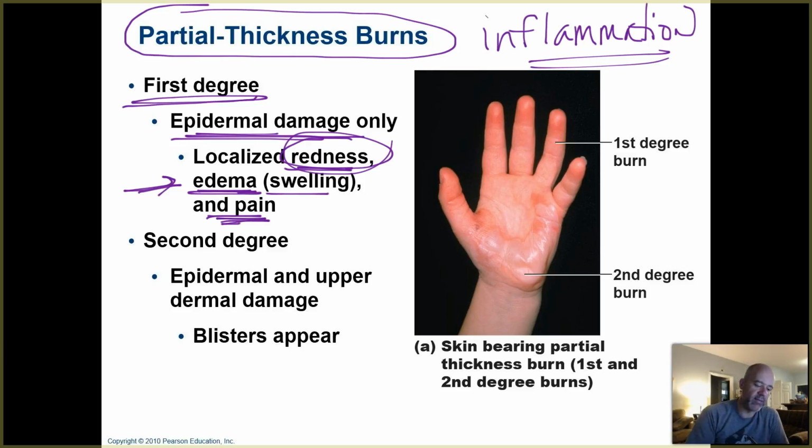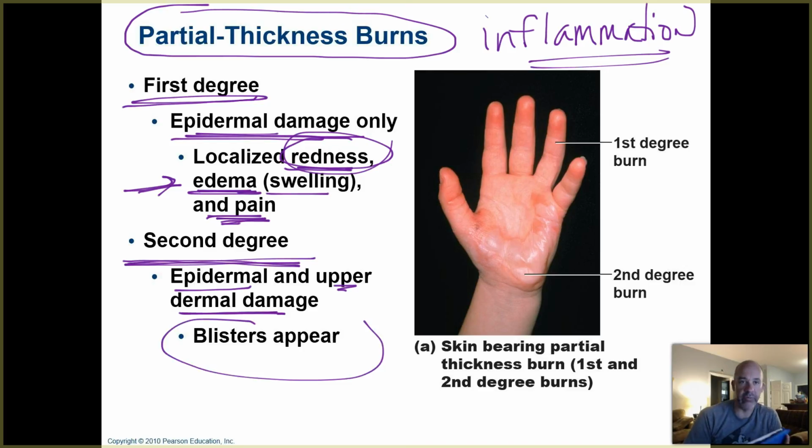All right, if you have a second-degree burn, that is the epidermis has been burned, and you're also getting down into the upper part of the dermis. So it's beyond just the epidermis. You're down into the dermis as well. A sign of that happening is that you have blisters. So if you've ever had a blistering sunburn before, you actually had a second-degree burn from that.